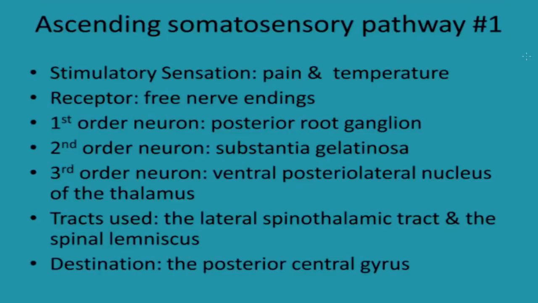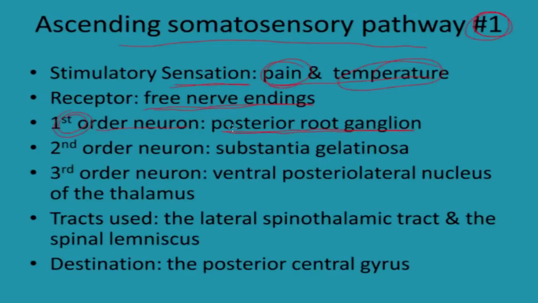So everyone, we are on our third slide, which is the ascending somatosensory pathway number 1, otherwise known as the pain and temperature pathway. As it's probably obvious to you, the stimulus for this pathway is pain and temperature. What happens is we feel pain and temperature through our receptors, which are the free nerve endings, and they take this stimulus to the first order neuron, right here, the posterior root ganglion.